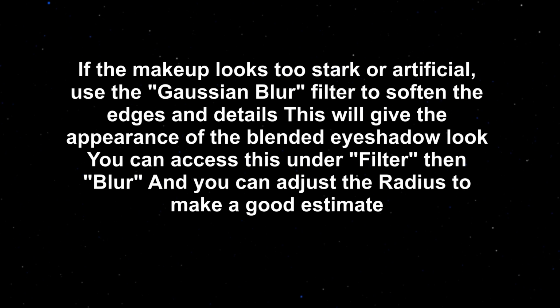If the makeup looks too stark or artificial, use the Gaussian blur filter to soften the edges and details. This will give the appearance of a blended eyeshadow look. You can access this under Filter, then Blur, and you can adjust the radius to make a good estimate.